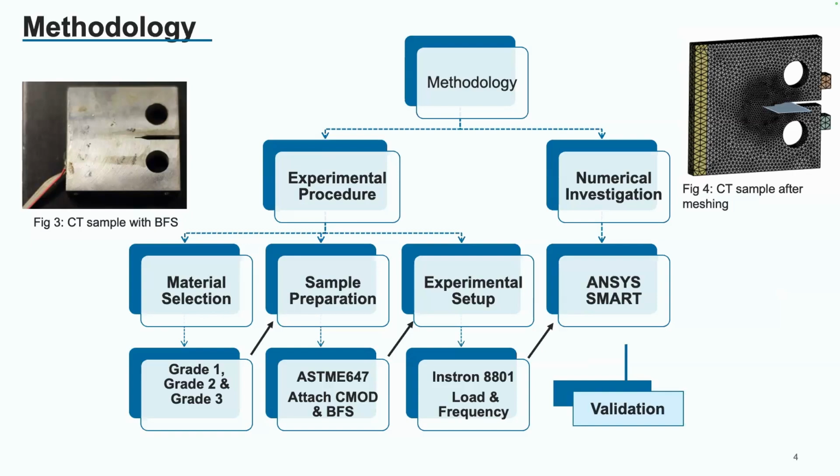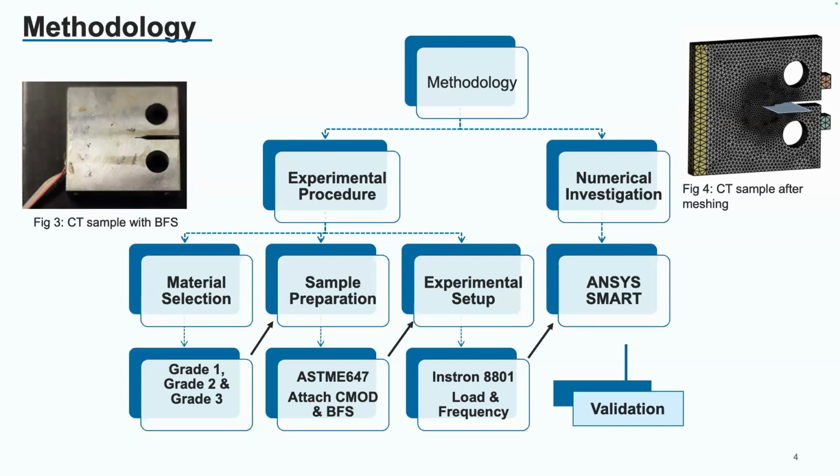The methodology is in two parts. First, we started with the experimental procedure, which includes the material selection, Grades 1, 2, and 3, and the sample preparation according to ASTM E647, which also involves the attachment of the knife edges and the mounting of the strain gauge. Then the experimental setup, for which we mainly use the Instron 8801, a 100 kilonewton machine, and we decided the load and frequency for the test. Once I got my MNC values in the Paris core region, those were used in ANSYS SMART for the validation.